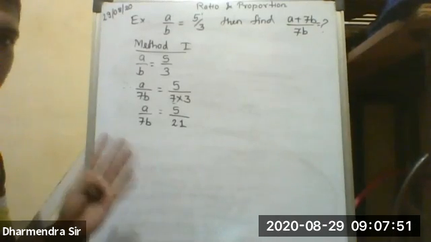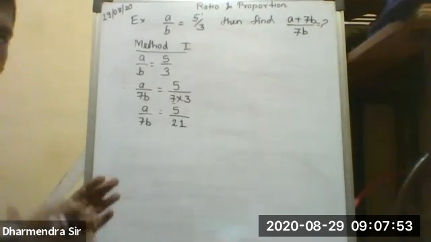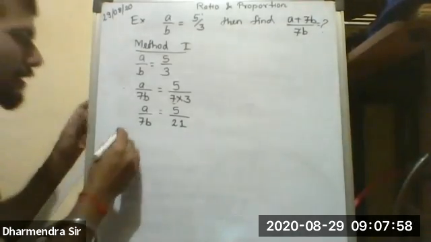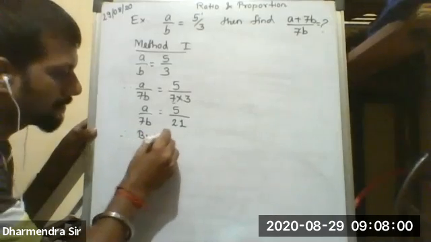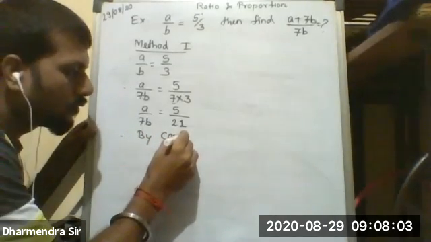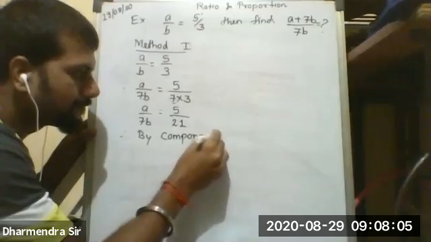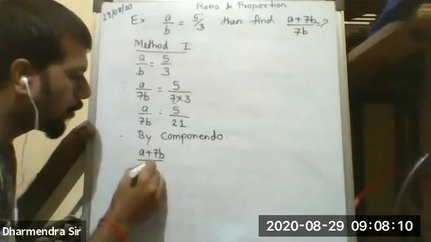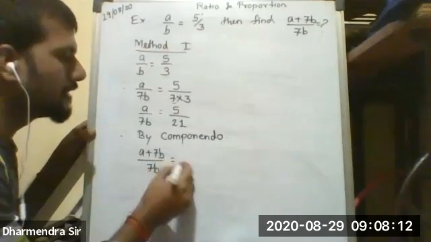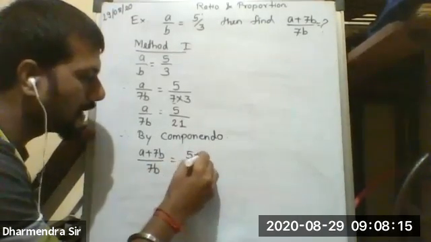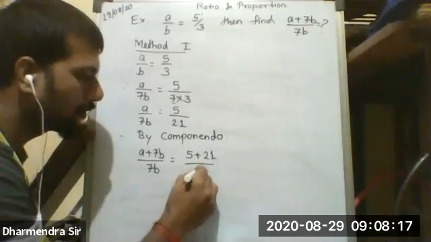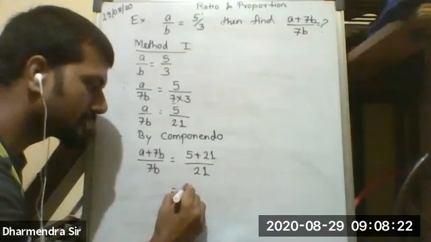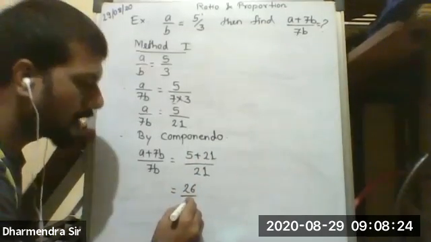As we have done componendo. As we all know, componendo adds denominator to numerator. So therefore, by componendo, a plus 7b upon 7b is equal to 5 plus 21 upon 21. So this is equal to 5 plus 21 is 26 upon 21.